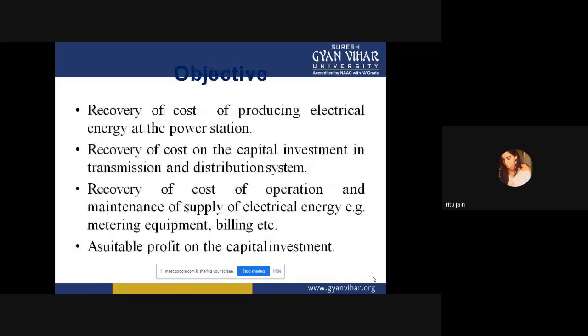So what are the objectives? Recovery of cost of producing electrical energy at the power station, recovery of cost on the capital investment in transmission and distribution system, and recovery of cost of operation and maintenance of supply of electrical energy, for example metering equipment, billing, etc. And a suitable profit on the capital investment is made.